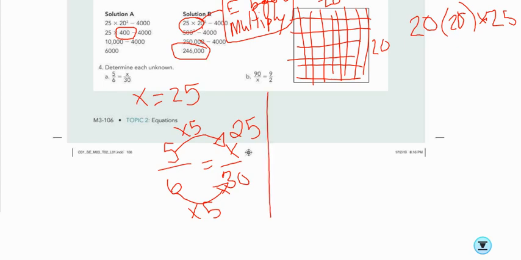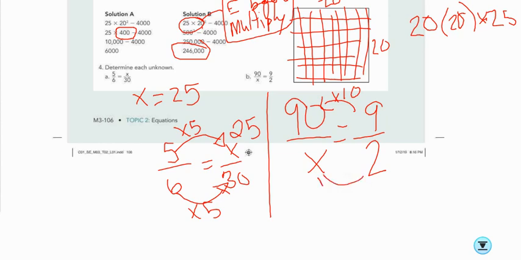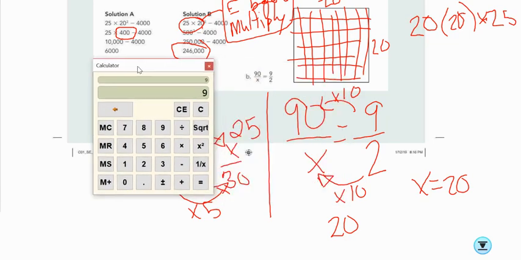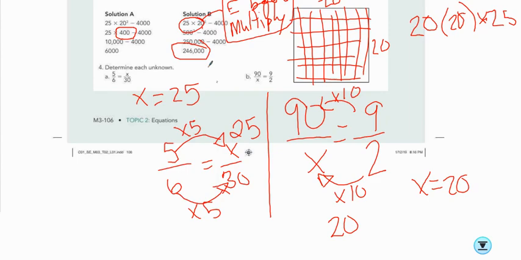Over here, I've got 90 over x, which is equal to 9 over 2. And I'm going to say, well, 9 times 10 is equal to 90. Therefore, I do my arrow. These arrows go in the same direction, so I do the same thing. 2 times 10 is going to be 20. So x equals 20. So I can check my work, and I'm going to do that by dividing 9 by 2, and I get 4.5, and I'm going to do 90 divided by 20, and I get 4.5. Those are the same, so I know that it's correct.